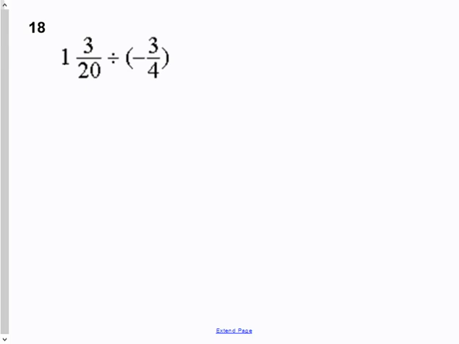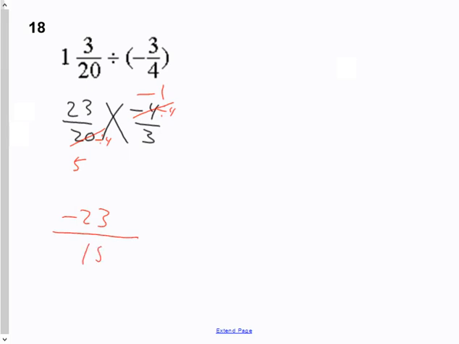Question 18, 1 and 3/20 divided by negative 3/4. Change this to 23/20, multiplied by the reciprocal of negative 3/4, which is negative 4/3. If you cross reduce, please make sure you do it properly. If you do it, watch this. Divide both by 4. Physically write it down. That's negative 1 over 5. Multiply your numerators, you get 23 negatives. Multiply the denominators, you get 15, which is negative 1 and 8/15.